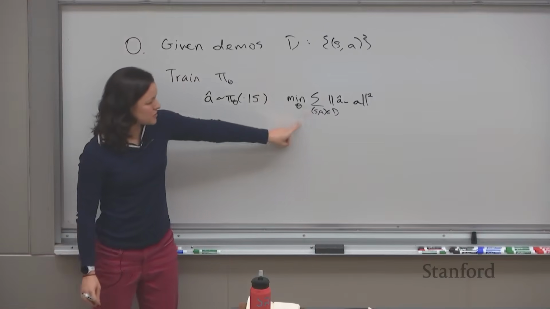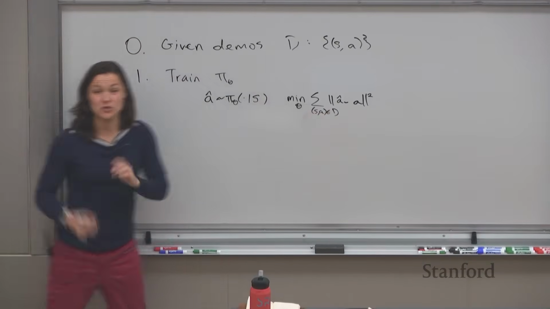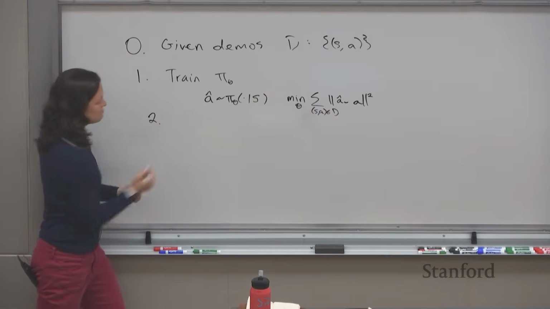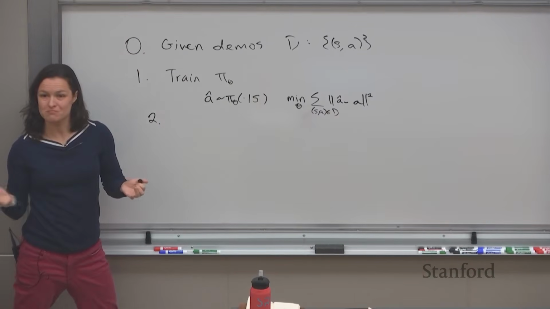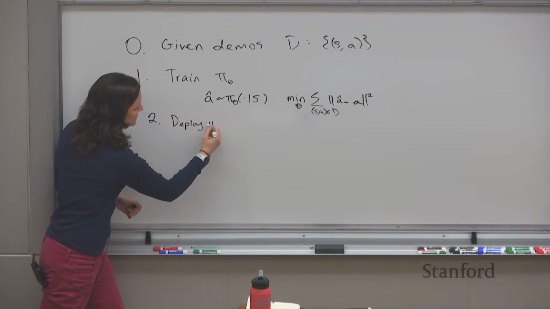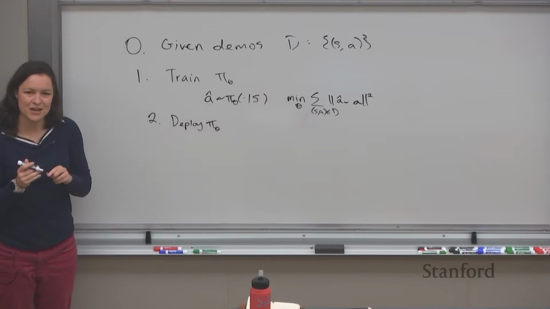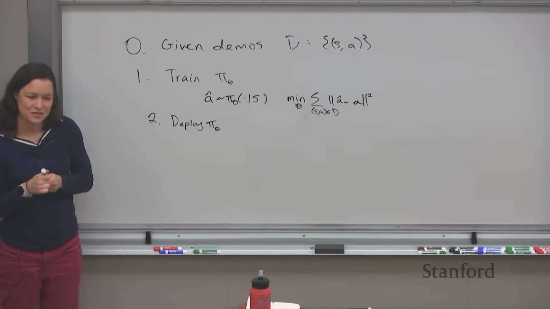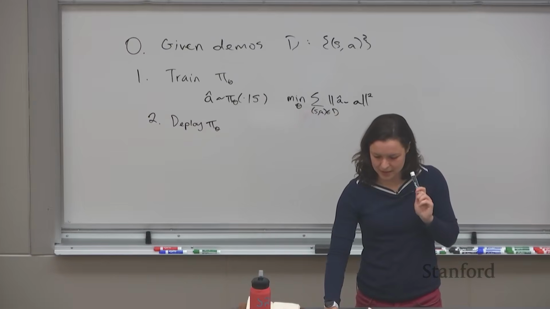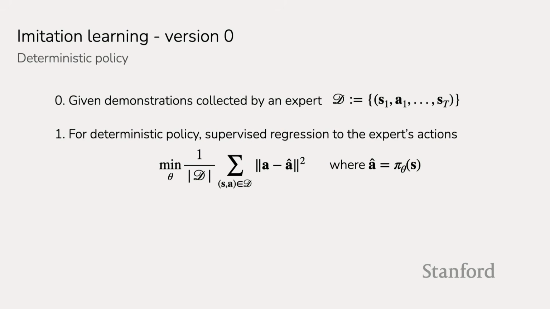Once you train a policy such that the predicted actions are as close as possible to the actions in your data set, then you can just deploy your policy. This is a policy that should be mimicking the actions in your data set. This is version 0 of imitation learning. So given demonstrations collected by an expert, you essentially do supervised regression to the expert actions.